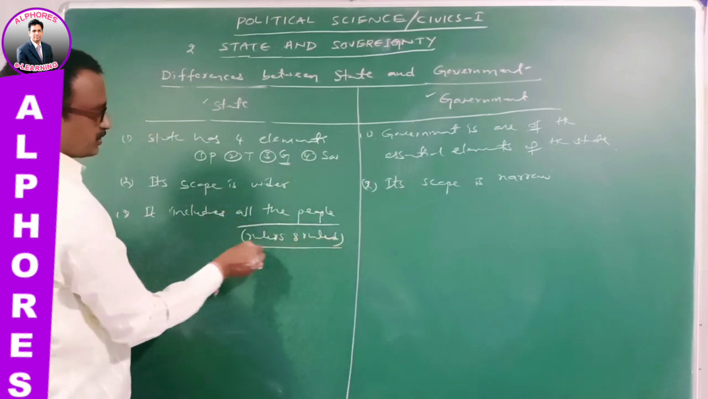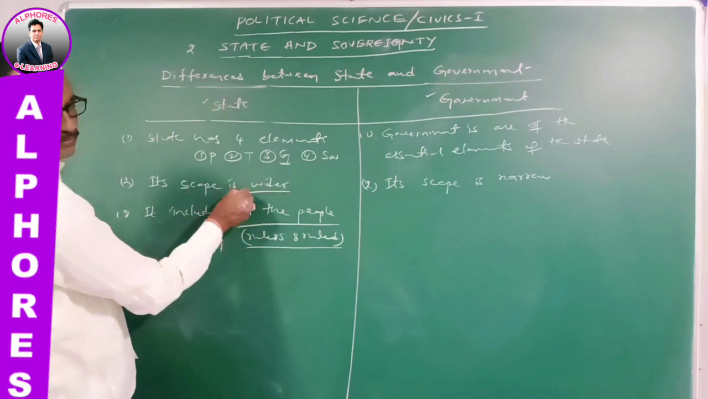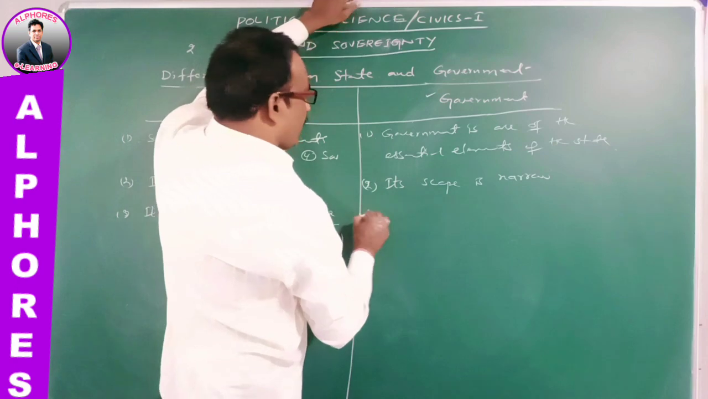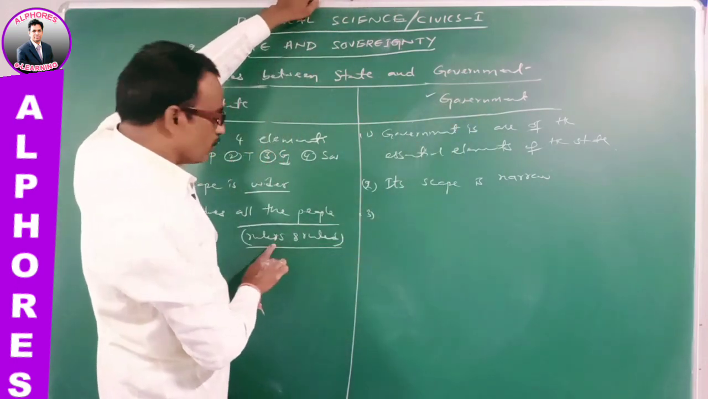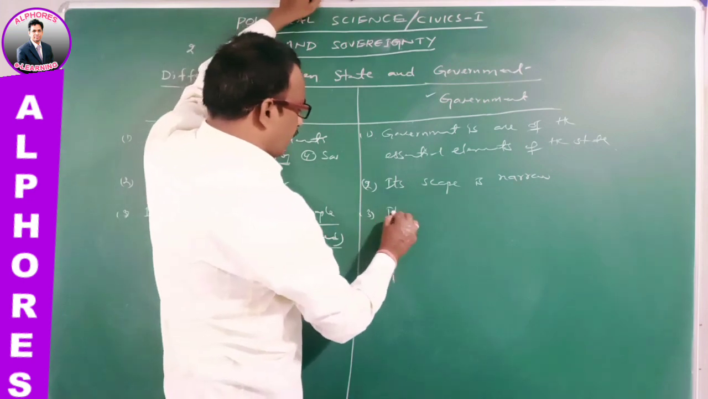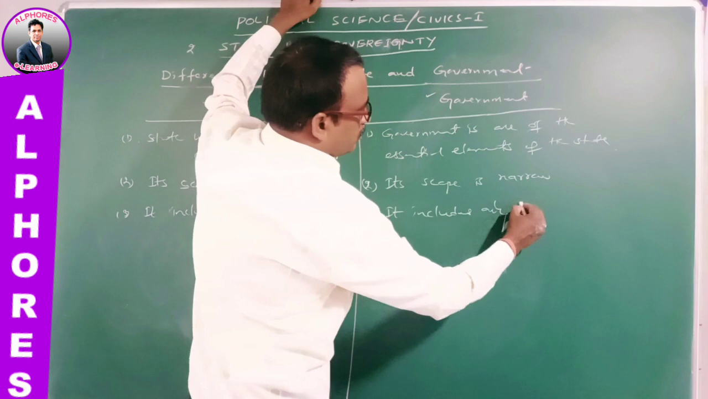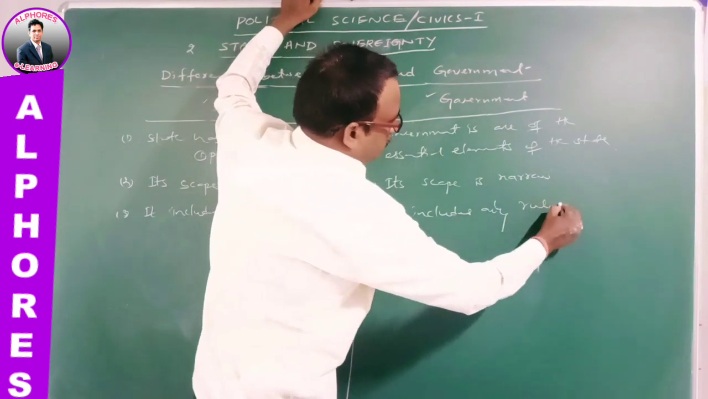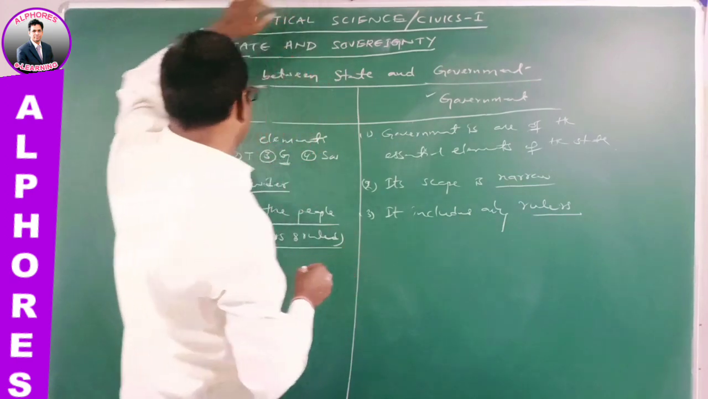Okay, all members are a part of the state, hence it is wider. Whereas government includes only a few people. Who are the people? Rulers only. It includes only a few people. They are rulers, hence its scope is narrow.